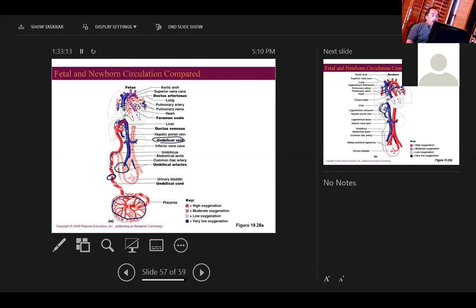So there's one vein in the umbilical cord, and there are 2 umbilical arteries. Now, this vein that carries oxygenated blood will then go into the liver of the baby. From the belly button, it goes inside and it connects with the liver, okay? And that connection is called the ductus venosus.